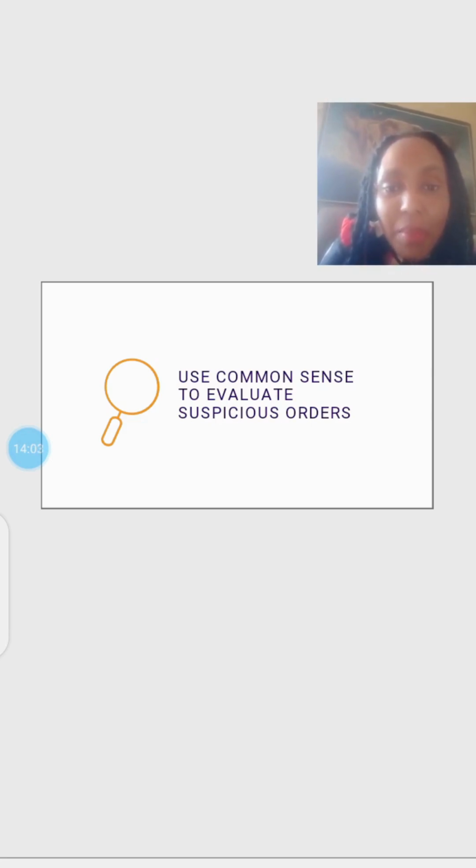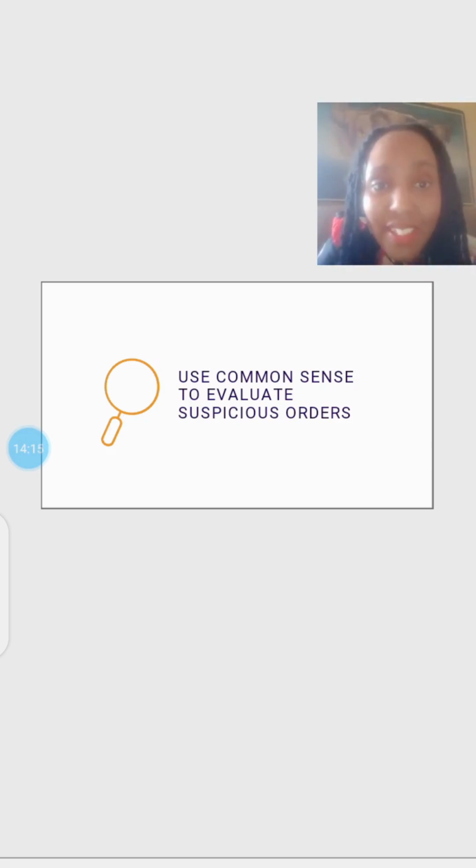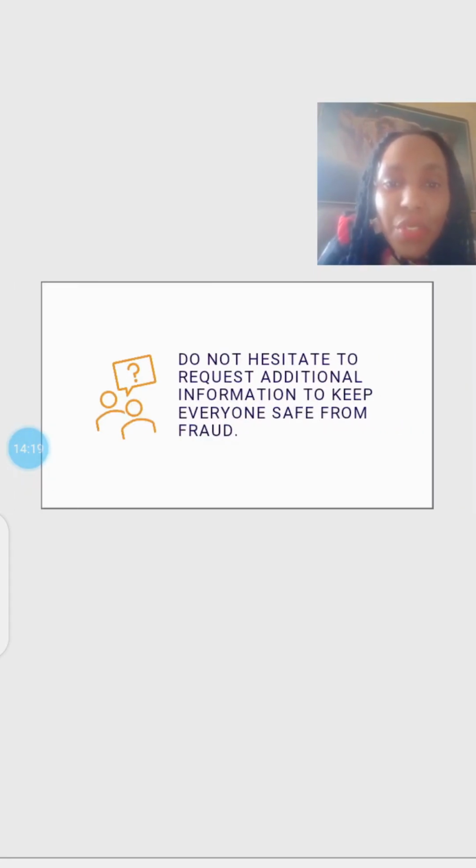Then use common sense to evaluate suspicious orders. Always carry your head and even your intuition. Okay? If you feel something is not sitting right, please do your due diligence and make sure everything is okay. Do not hesitate to request additional information to keep everyone safe from fraud.